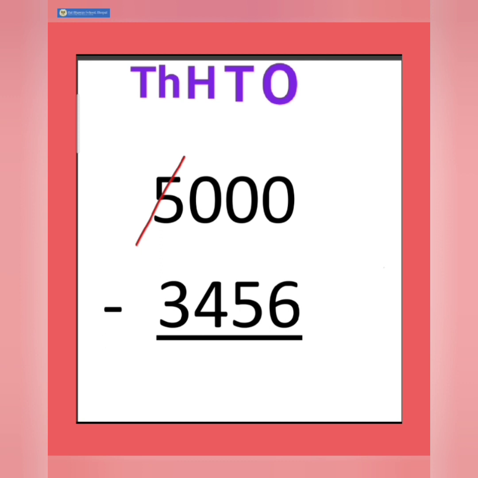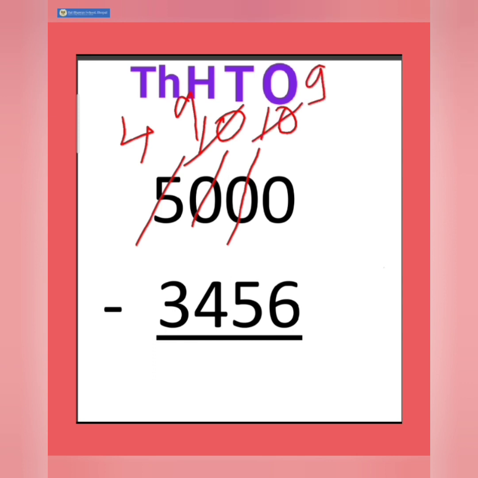5 will be reduced by 1 and become a 4, increasing the hundreds place 0 by 10. Now this 10 will be reduced by 1 and become 9, increasing the 0 at the tens place by 10. Again this will be reduced by 1 and become a 9, finally increasing the 0 at the ones place by 10. Let us do it again.